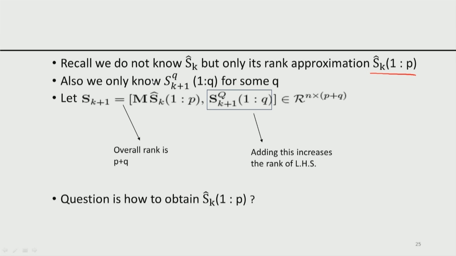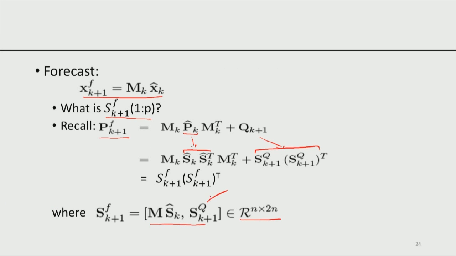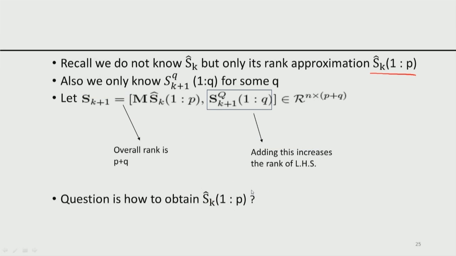We also know, one more thing, that this is the square root of the model noise covariance. We may only know the rank q of this, and I may only know the rank p of this. So I have to deal with a rank p approximation here and a rank q approximation in here. So totally this matrix S k plus 1 becomes a matrix of size n by p plus q, a reduced rank approximation. But our calculations are always rank p.